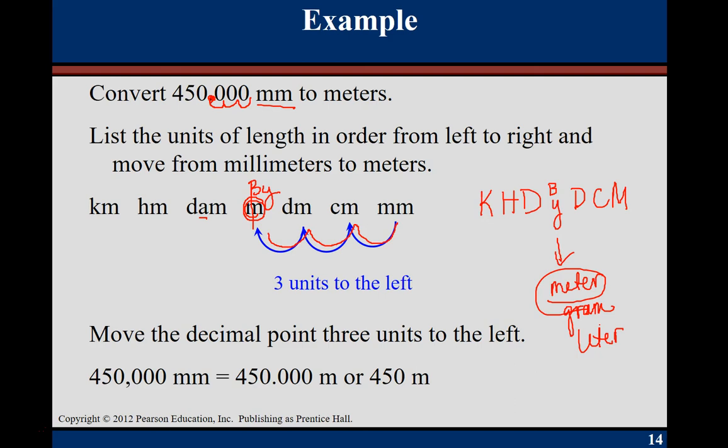There's 10 of all of the little ones in the next one. So there's 10 millimeters in 1 centimeter. There's 10 centimeters in 1 decimeter. So for every move over, you have 10.